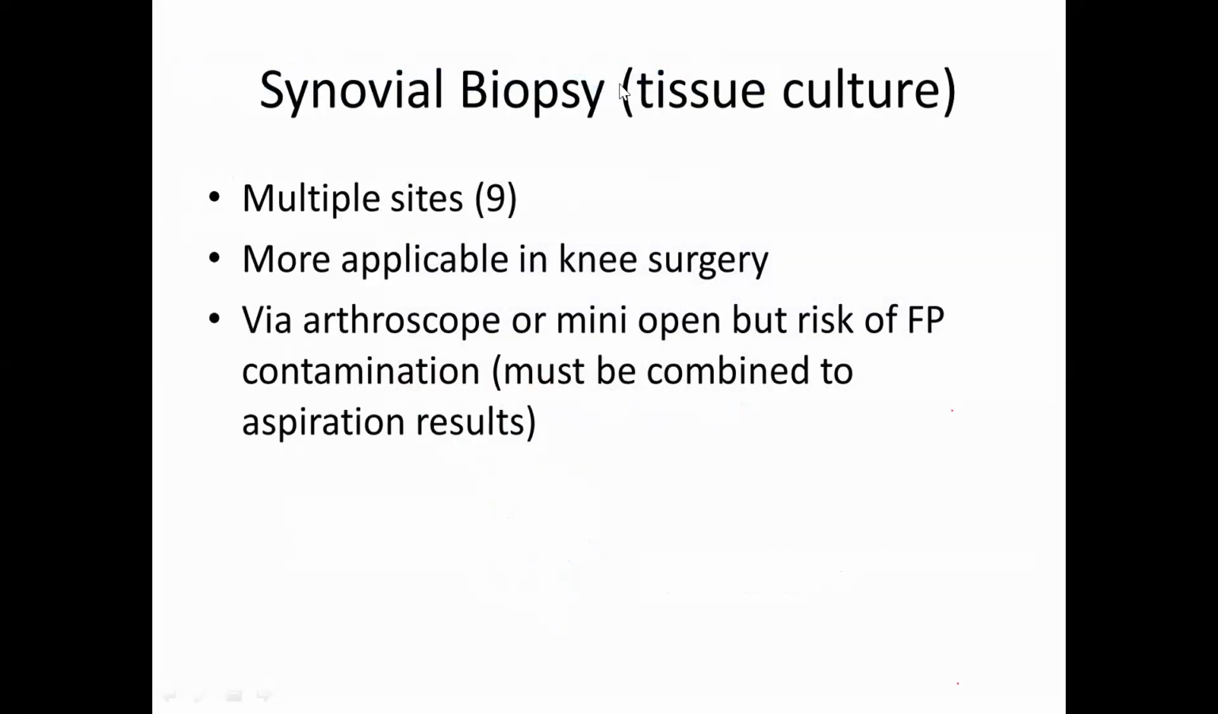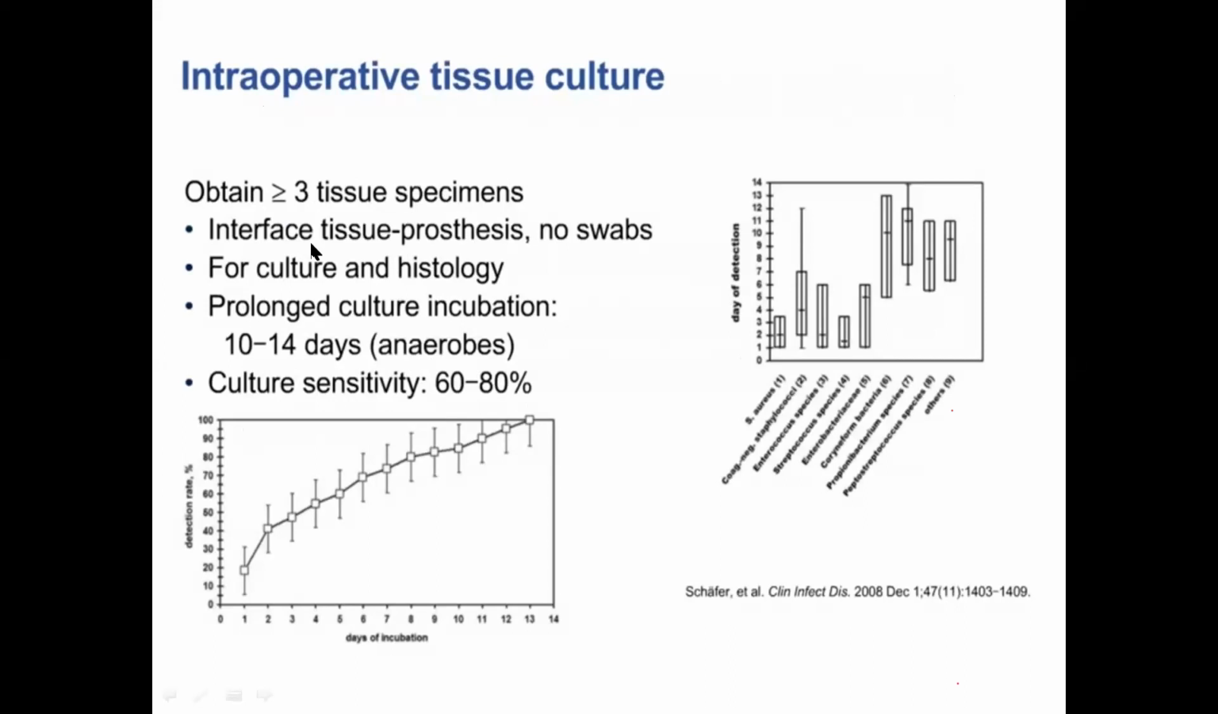The culture tissue or a synovial biopsy, you can do the joint aspirate, which is very good now, and the synovial biopsy by either arthroscopic or mini open. Remember, it is very useful in knee surgery, better than the hip. And we take multiple sites of biopsy. Remember that there are false positive contamination and sensitivity issues in these lab investigations about the biopsy.